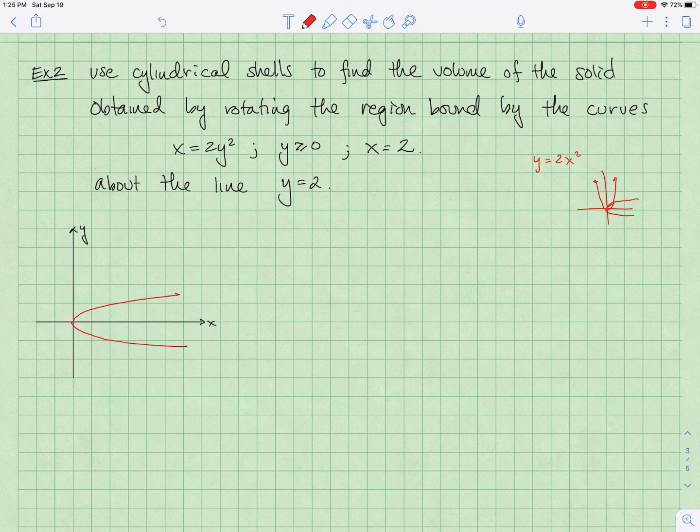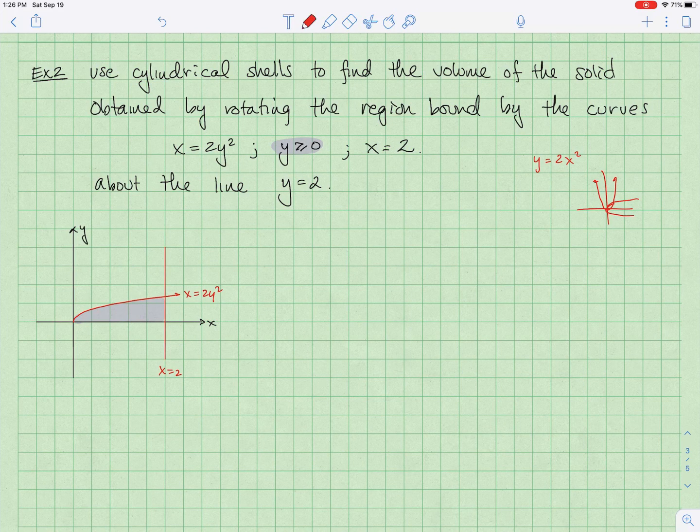We want x equals 2. I'll just put that out here somewhere. x equals 2. This is x equals 2y squared. And then we're specifically told that we just want y to be greater than or equal to 0. So it'll just be that region there only. Let me erase some of this. There we go. And then we're going to rotate about the line y equals 2, which is up here somewhere.